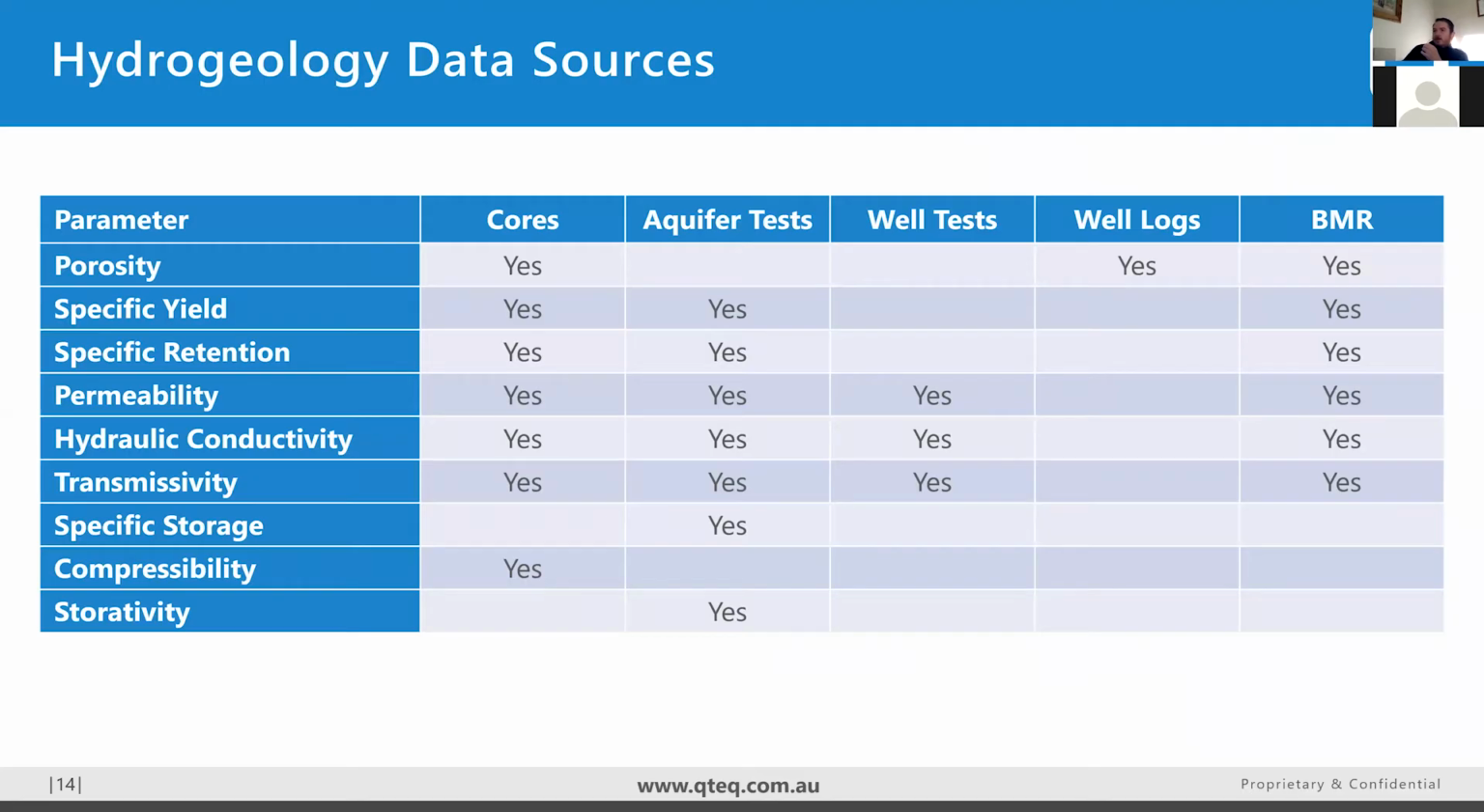So if we're looking at where we can get data for a basic hydrogeological model, historically, everything has been based on cores and aquifer tests and well tests to get the bulk of the data that we need. Some wireline logging, basic things, can give us some basic porosity information, but a magnetic resonance tool can start giving us information about our specific yield, specific retention, hydraulic conductivity, and because it is a continuous log, we can upscale it to get transmissivity out as well.